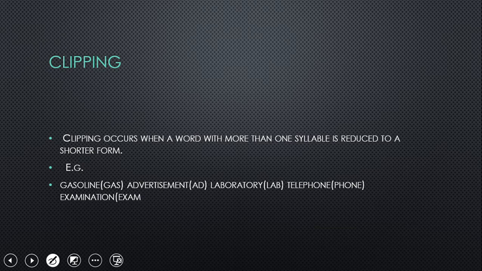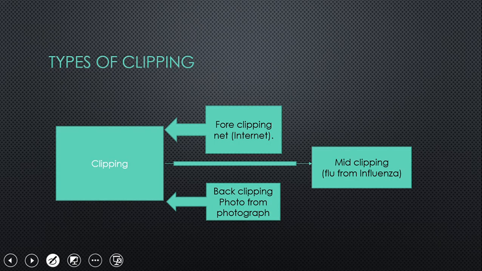Then comes clipping. Clipping is actually that process in which a word is shortened by removing some of the parts from it. So there would be more than one syllable, and you will reduce it into the shorter form. For example, gas emerged from gasoline, ad from advertisement, lab from laboratory, phone from telephone, exam from examination. Now there are some types of clipping. There are fore clipping, back clipping and mid clipping.